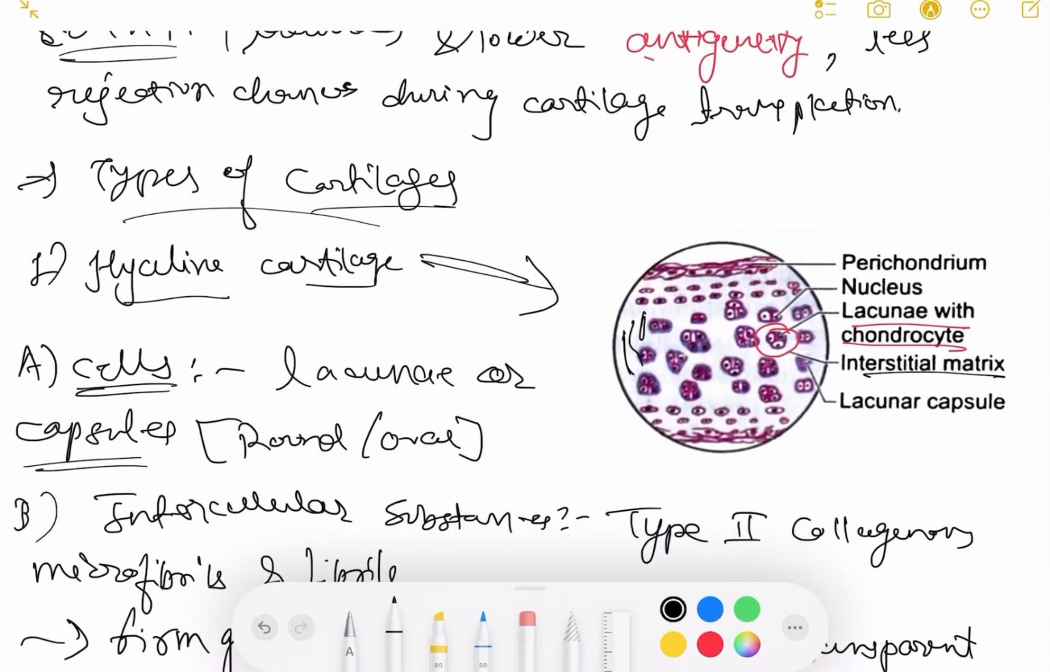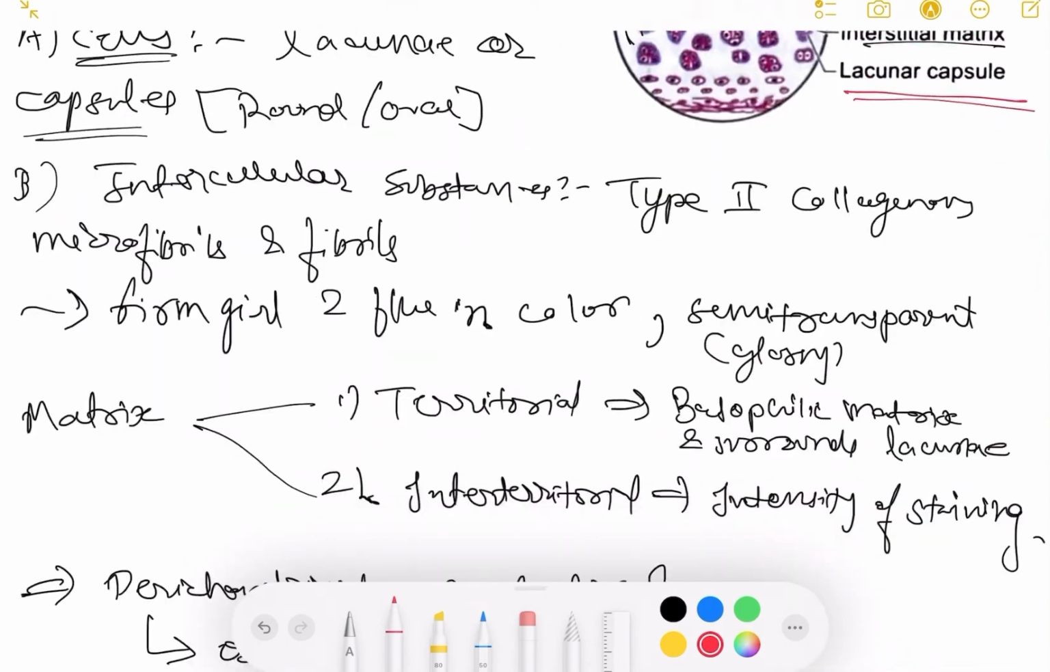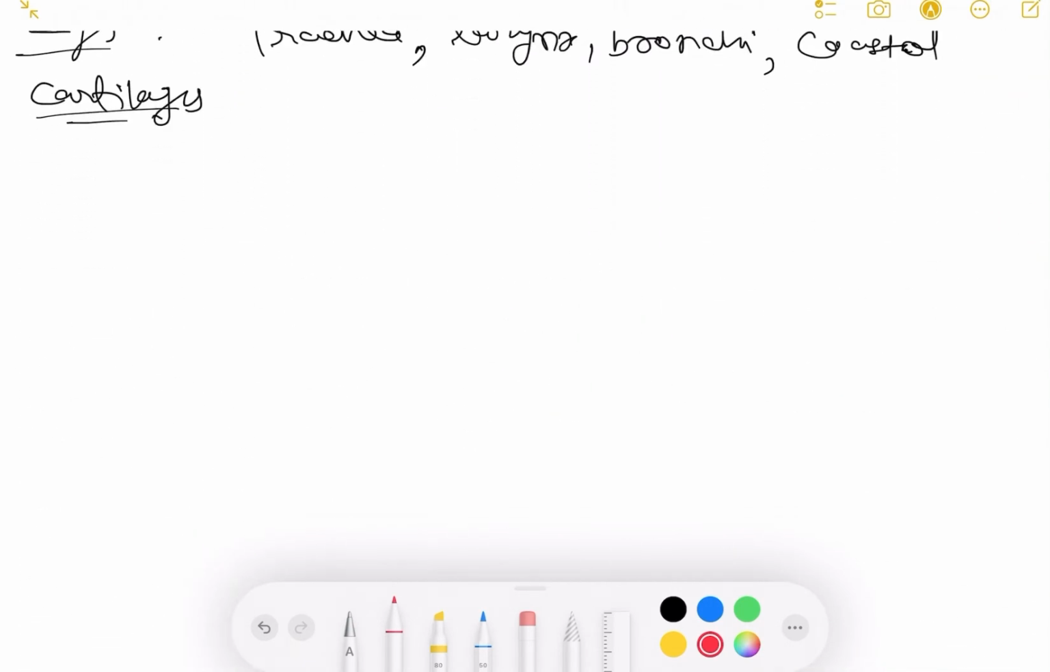So let us see the figure once again and discuss it. It has perichondrium. You can see this layer, red one. That is ossification and calcification. It has its own nucleus. Lacunae is present, which is round or oval. Interstitial matrix is of two types: territorial and interterritorial. It is dependent upon the staining property. Getting it? And it has lacunar capsule. So this was all about hyaline cartilage.